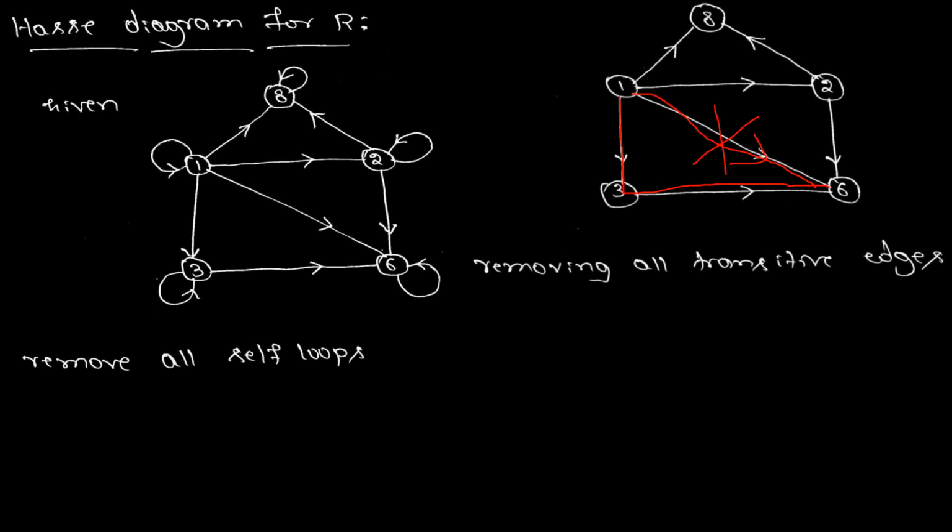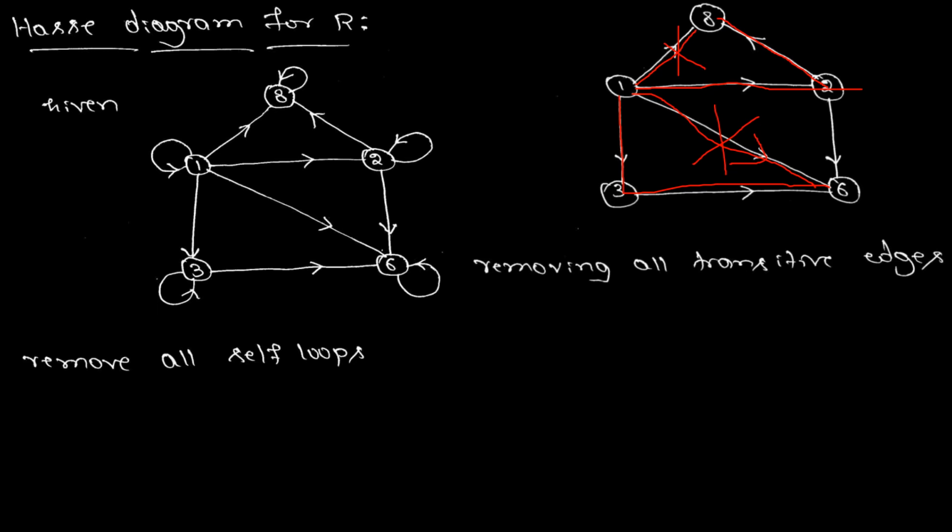And one more: 1 comma 2 there is an arrow, 2 to 8 there is an arrow, and we have an arrow from 1 to 8. It is like A to B, B to C, then A to C. So the transitive edge is 1 to 8. We remove this edge. Yes, that's all. Only two transitive edges we have.